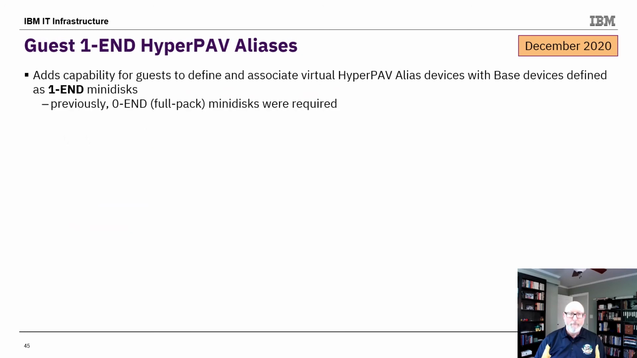Guest 1-to-n HyperPAV alias, right? Often we want to avoid giving guests access to cylinder 0 for various reasons, right? And so in the past, if you wanted to have HyperPAV aliases configured in this type of environment, you had to give them the full pack, right? Or indicate the full pack was there, right? And so the requirement came in that, well, can you skip cylinder 0 and just give me 1 to n, right? And that's effectively what this does, right?